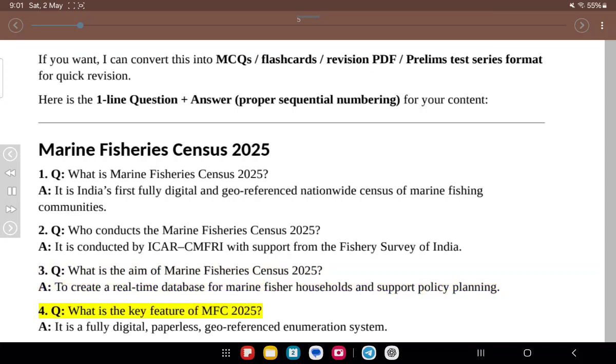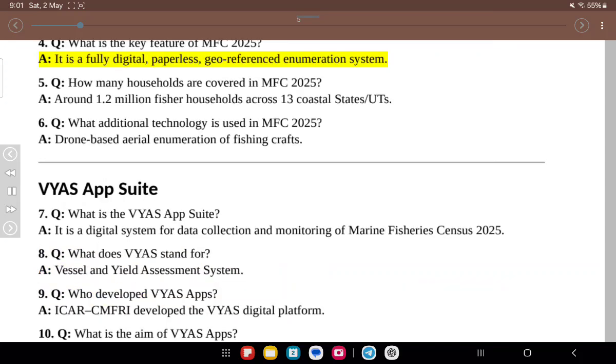4. Q. What is the key feature of MFC 2025? A. It is a fully digital, paperless, geo-referenced enumeration system. 5. Q. How many households are covered in MFC 2025? A. Around 1.2 million fisher households across 13 coastal states and UTs. 6. Q. What additional technology is used in MFC 2025? A. Drone-based aerial enumeration of fishing crafts.